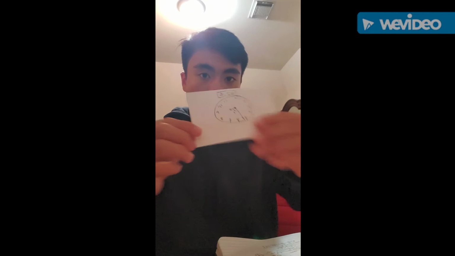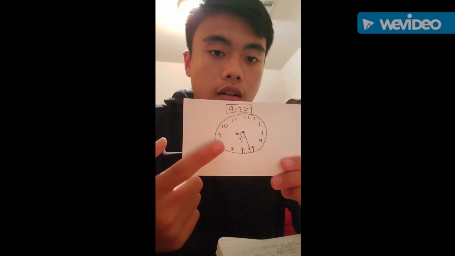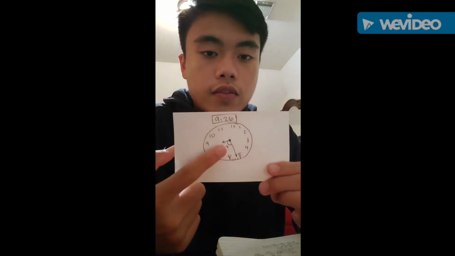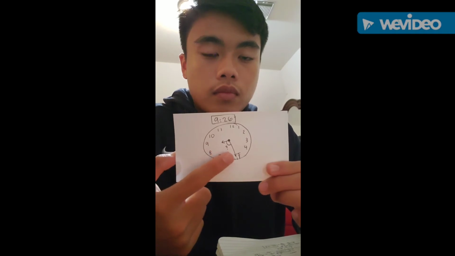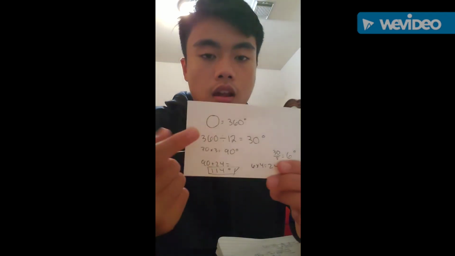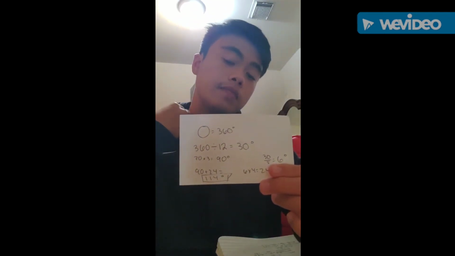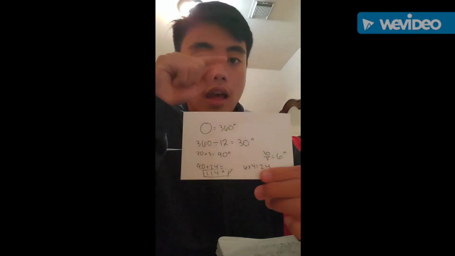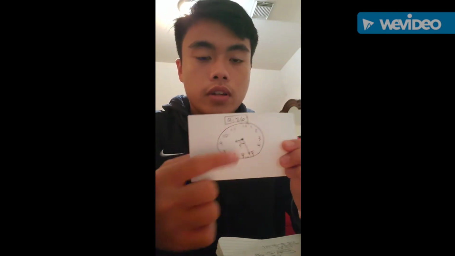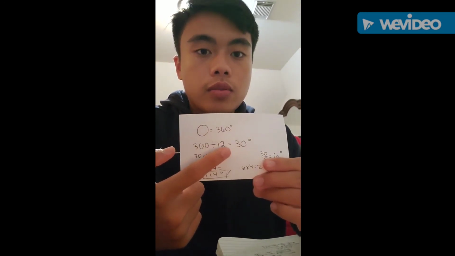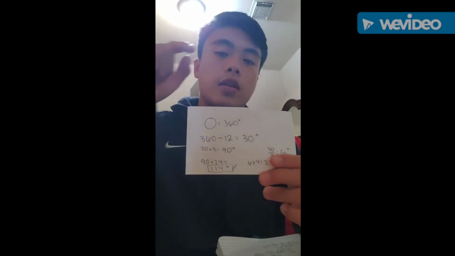So the clock question was asking about a clock that was at 9:26. Now it's asking for the smallest angle. Okay, so that would be this angle right here. So we know that a circle is 360 degrees, right? Now the whole circle is 360, and we know that there are 12 hour markings on the clock, which are 1, 2, 3, all the way to 12, right? So we divide 360 by 12 to get 30 degrees, which is the amount of degrees for each hour marking.